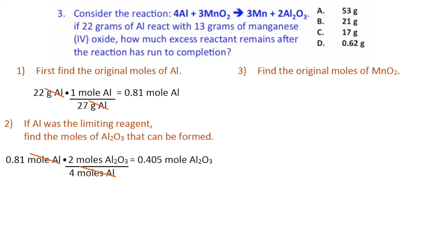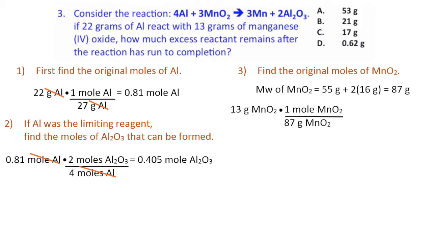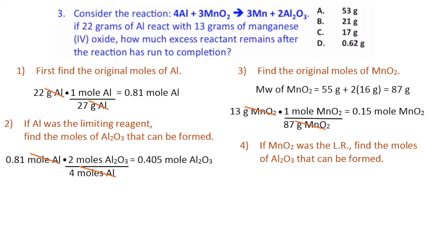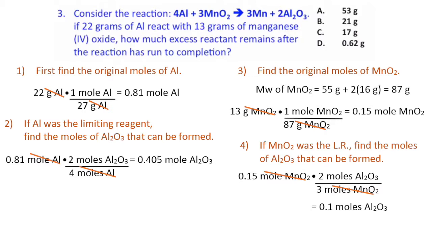Now we find the original amount of moles of manganese 4 oxide. The molecular weight of manganese 4 oxide is 87 grams. So we divide 13 grams of manganese 4 oxide by 87 grams, and we should get 0.15 moles of manganese 4 oxide. And if manganese 4 oxide was the limiting reagent, we can find the moles of aluminum oxide that can be formed. There are 2 moles of aluminum oxide for every 3 moles of manganese 4 oxide. So we multiply and we should get 0.1 moles of aluminum oxide.